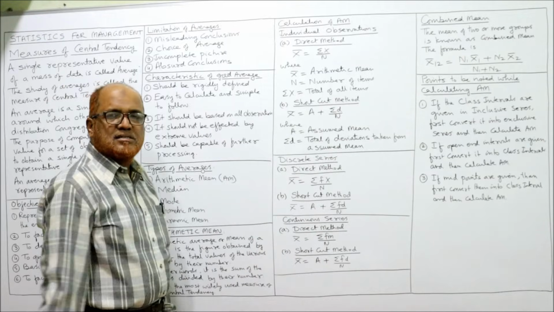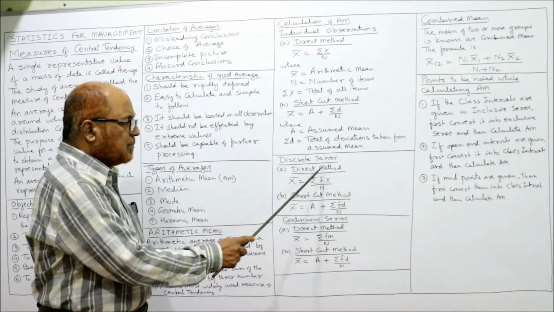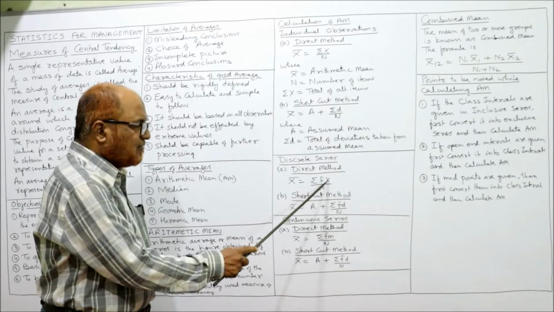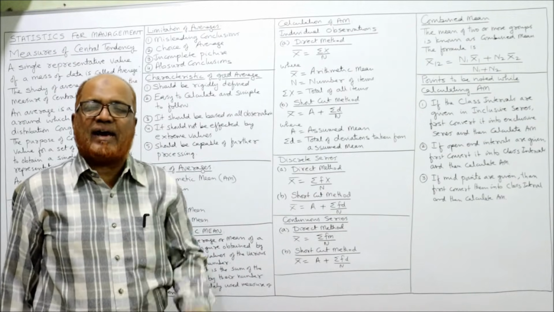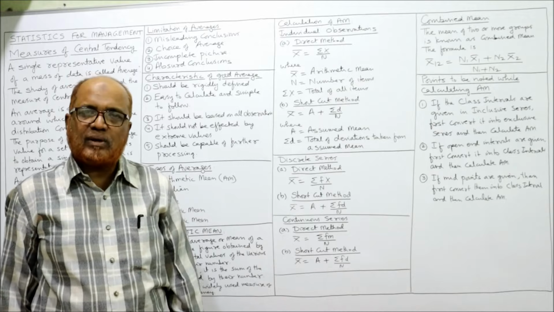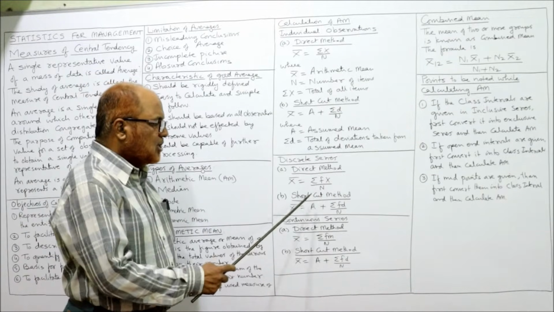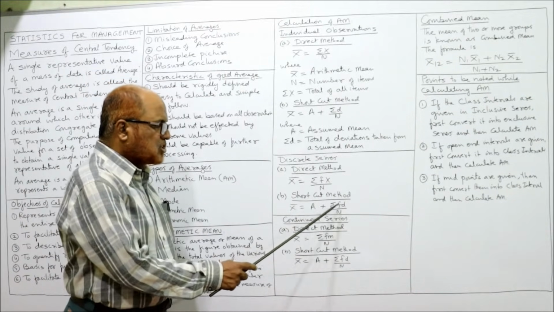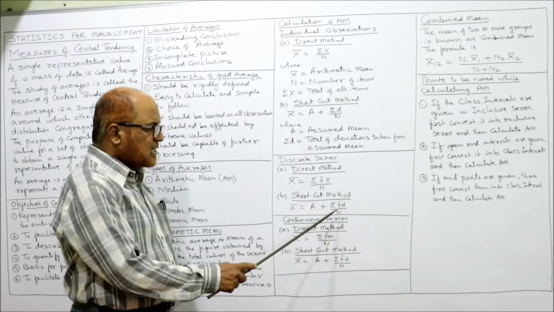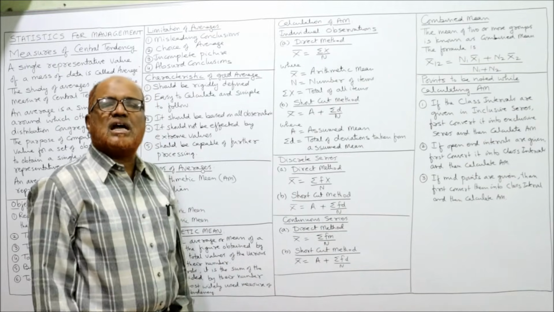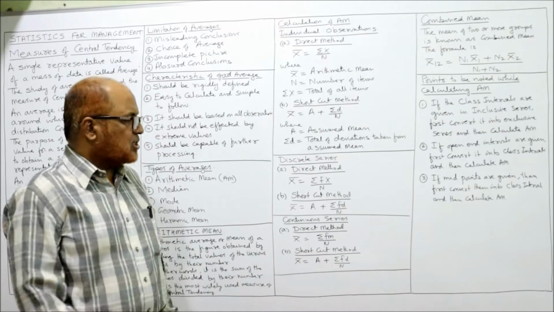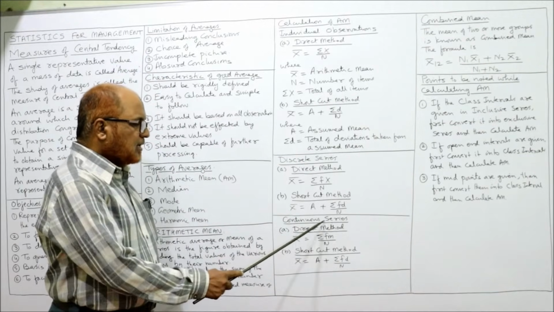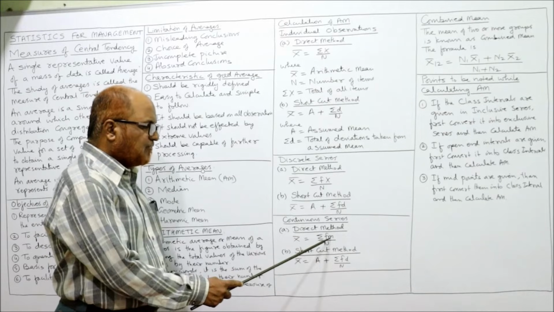Now discrete series. In discrete series, direct method x bar is equal to summation fx by n. We multiply frequency with x values, frequency with the variables. Divide by n. Shortcut method: a plus summation fd by n. F stands for frequency. D stands for deviations. So multiply frequency with the deviations. Divide by n. Now continuous series, direct method summation fm by n.